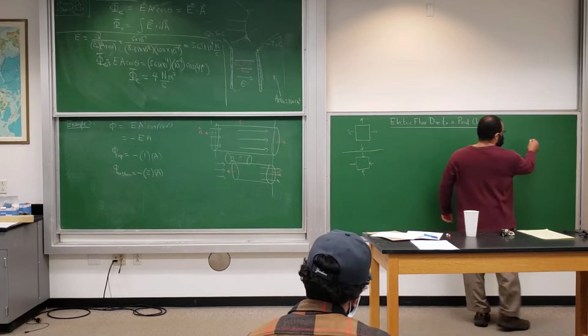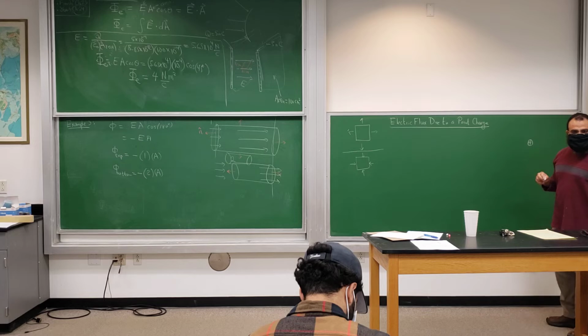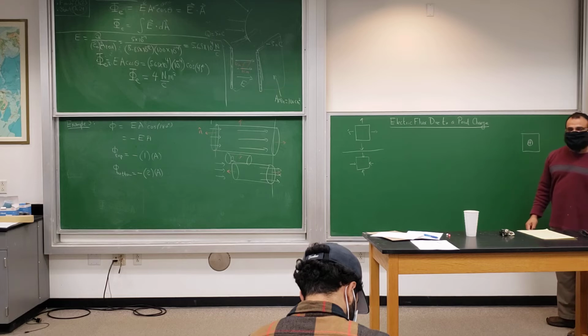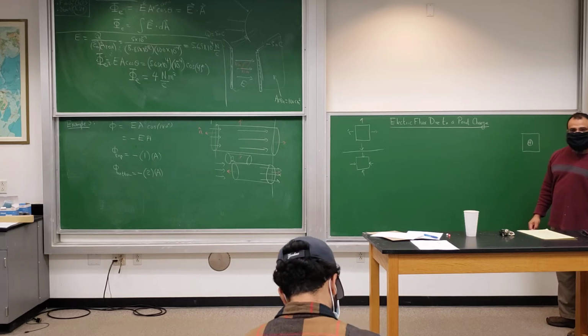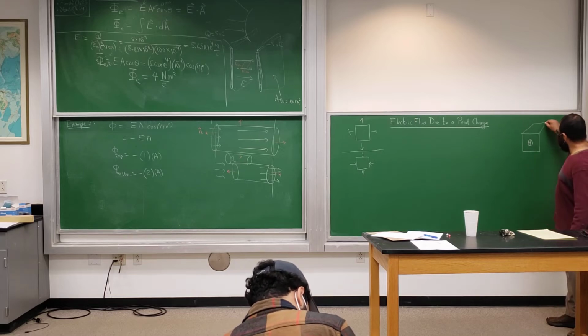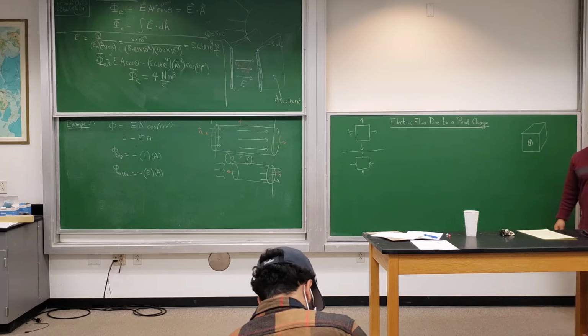Suppose I have a plus charge. It could be a minus charge, but for now let's say it's a plus charge right there. I put a box around it, and I would like to figure out what flux comes out from this. So it's inside a box. What should I do to find the flux out?